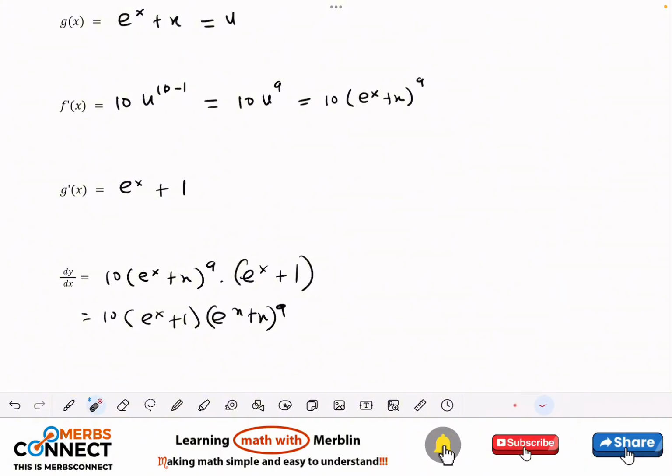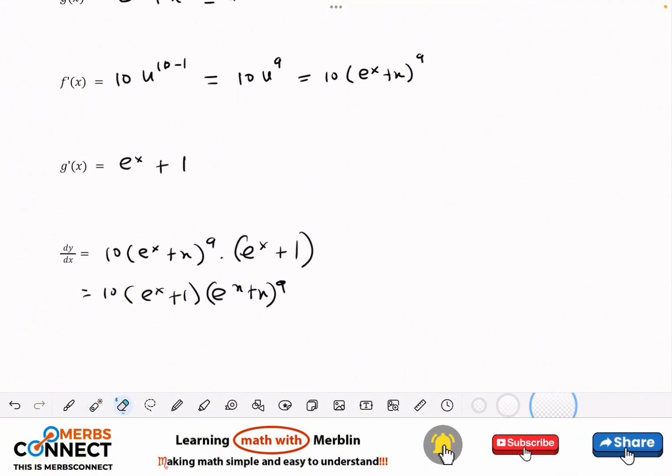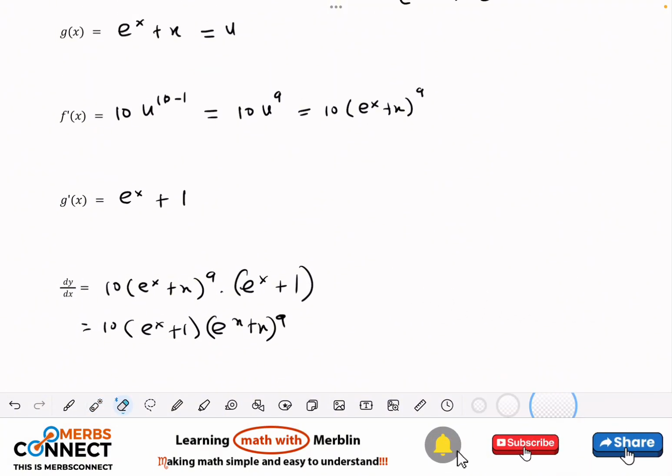Now you also cannot multiply this function by everything here to get something like e to the power x plus 10x to the power 9. No, you cannot do that because of the 9 here. You cannot multiply the 10 through. For you to multiply the 10 through, you need to expand this before you can multiply the 10. Yeah. So this is going to be the dy over what? The dx.